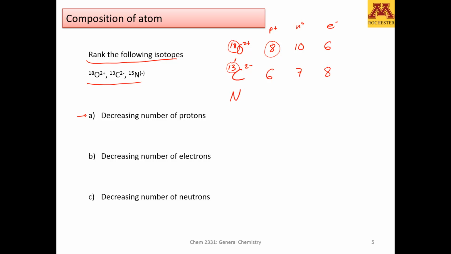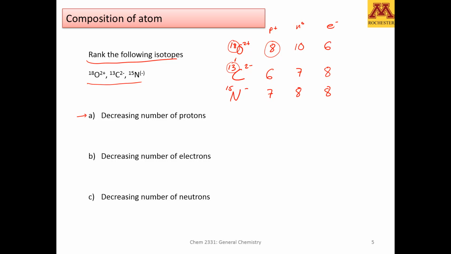And finally, for nitrogen, nitrogen 15, negative. What makes nitrogen nitrogen is the number of protons, which in this case is 7. And if the mass number is 15, there have to be 8 neutrons. Okay. And if there is 1 negative charge, it means there is 1 extra electron beyond the protons. They have to be 8.